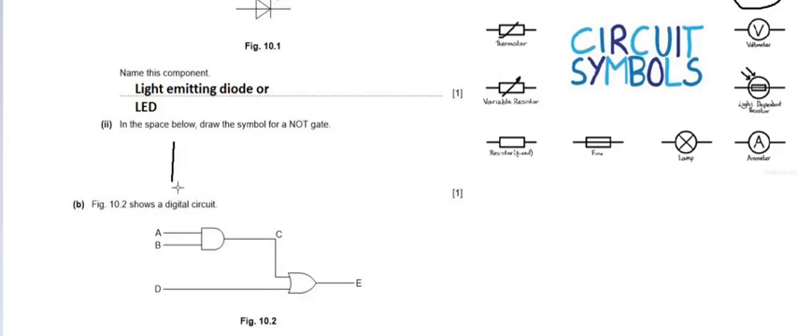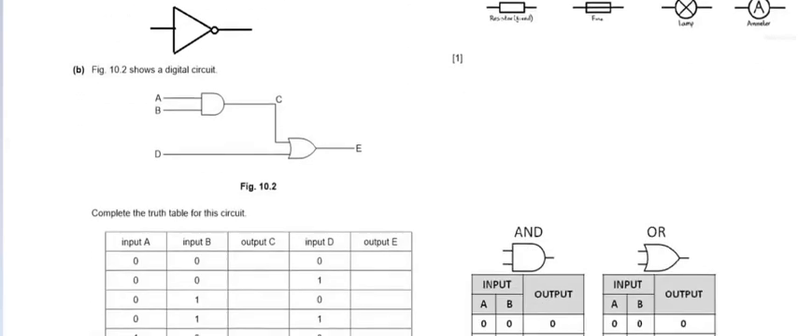So here I am going to draw the triangle. You can draw it like this. And there is one small circle. We are getting a small dot over here. In the case of the NOT gate, you get only one input. This is the input, and this one is the output. So this is the symbol for the NOT gate. Now we will move towards part B of the problem.